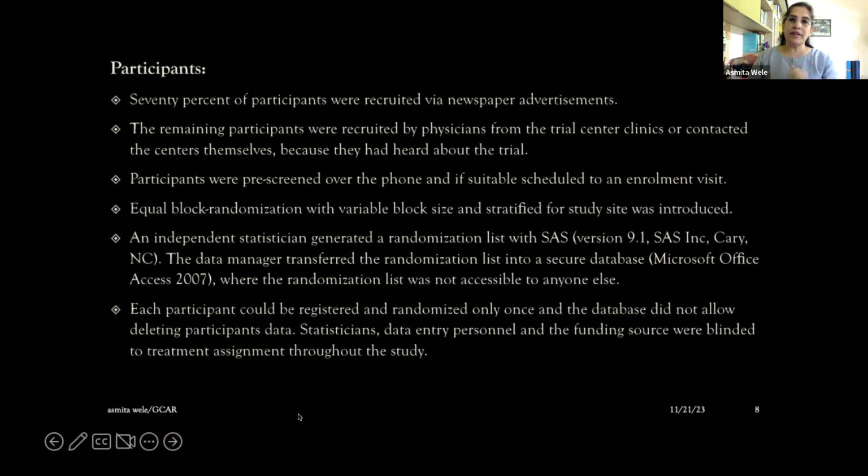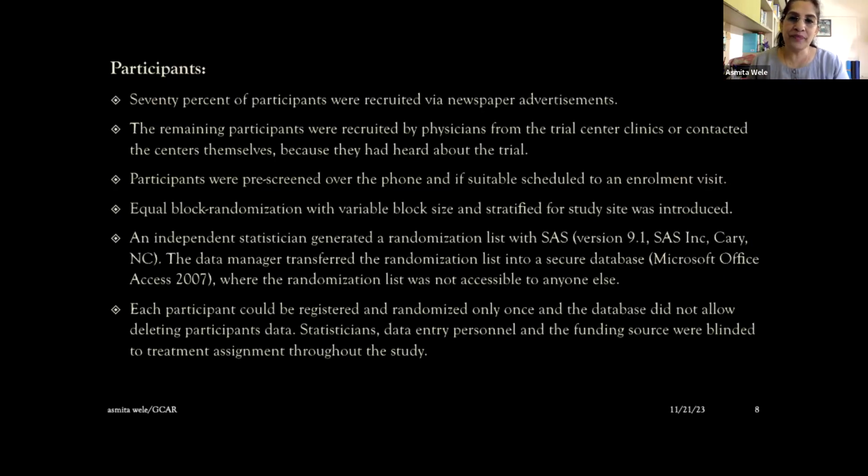70% of the participants were recruited via newspaper advertisement. Participants were recruited by physicians from the trial center. So they have mentioned how they started with the recruitment procedure. Whatever process we have to mention, we must mention it very clearly, and that they have done. These participants were pre-screened over the phone and, if suitable, scheduled for an enrollment. So in routine practice, we follow all these systems. What is important about this trial, which I liked, and I want to make it a point, is that they are documenting anything and everything they have done for the trial. So it's a completely open trial.